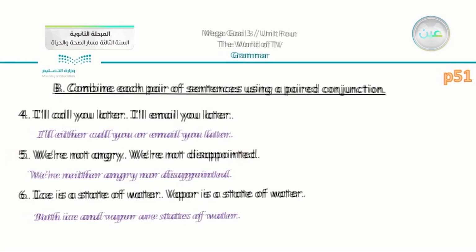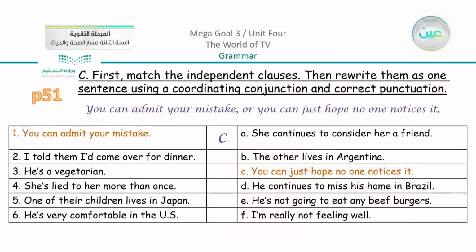Now we are going to complete the last exercise, which is also on page number 51. You are asked to match the 2 parts together. You can see the first one is done, between number 1 and C. We are going to complete, and the second part is to match, then rewrite them as one sentence using a coordinating conjunction.